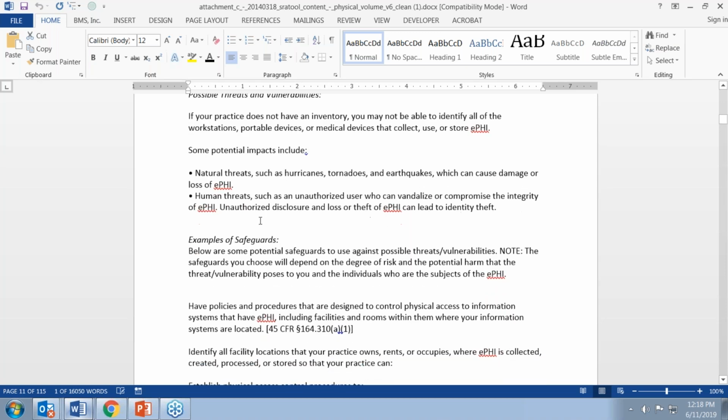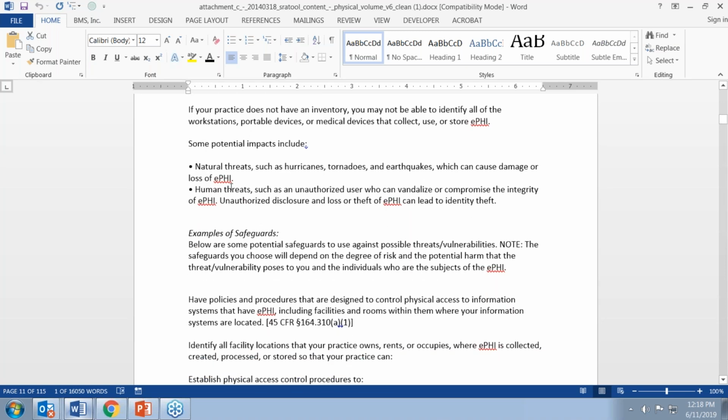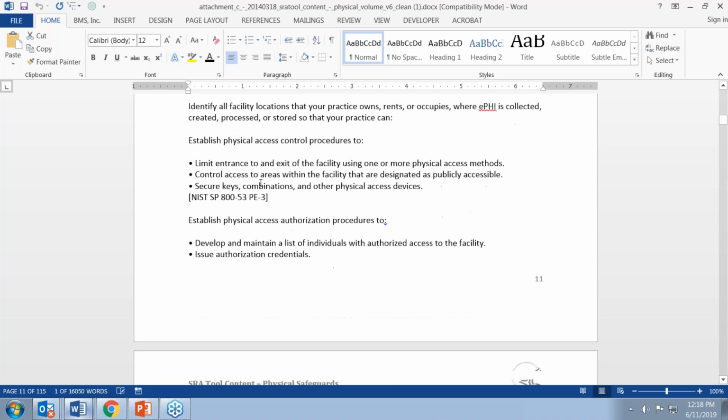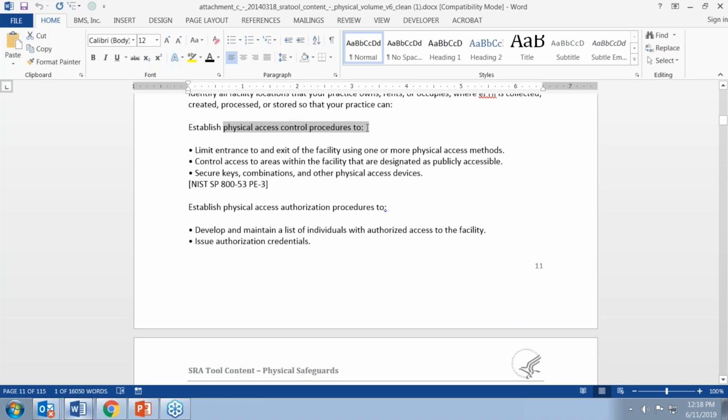Possible threats to the physical facility, natural threats to the EPHI, such as hurricanes, tornadoes, and earthquakes, human threats, unauthorized access, theft. We talked about this with administrative. So examples of safeguards we could have in place. Now, this is physical access safeguards.